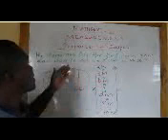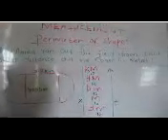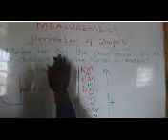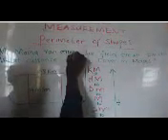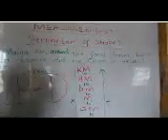Now, the question states, Mr. Maina ran around the field drawn below, that is the field drawn twice. What distance did he cover in meters? So in this case, the question is demanding us to calculate the perimeter of shapes.